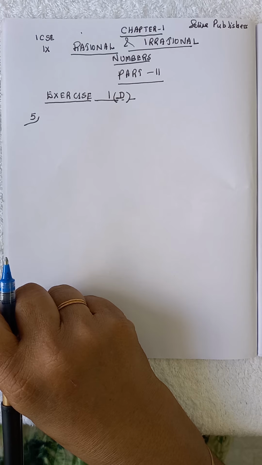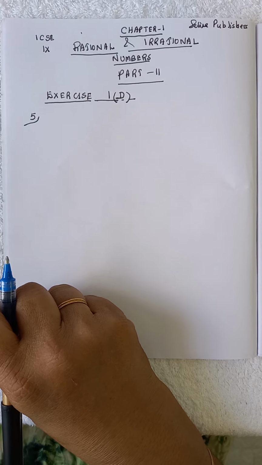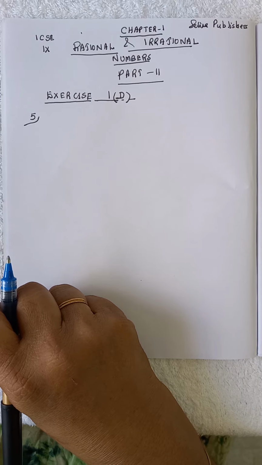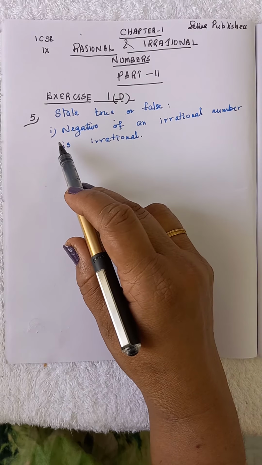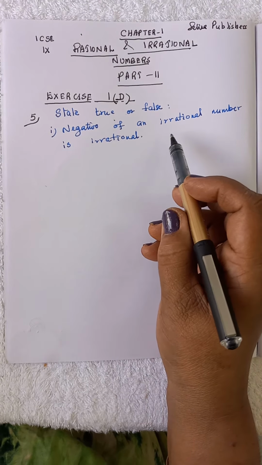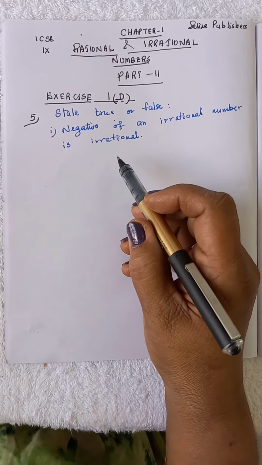Today we will do question number 5 onwards in exercise 1D of chapter 1, Rational and Irrational Numbers. Fifth question is state true or false. In the first sub question, negative of an irrational number is irrational.